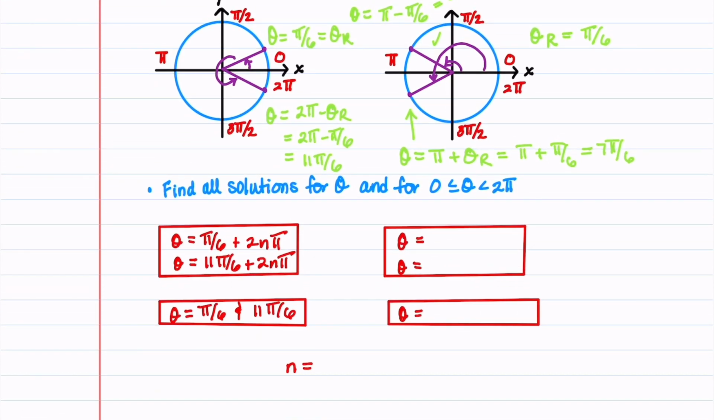So our solution is going to be 5 pi over 6 plus 2n pi, and then 7 pi over 6 plus 2n pi. And our solutions between 0 and 2 pi are just 5 pi over 6 and 7 pi over 6. And we'll remind ourselves that n is an integer, 0, plus or minus 1, plus or minus 2, etc.